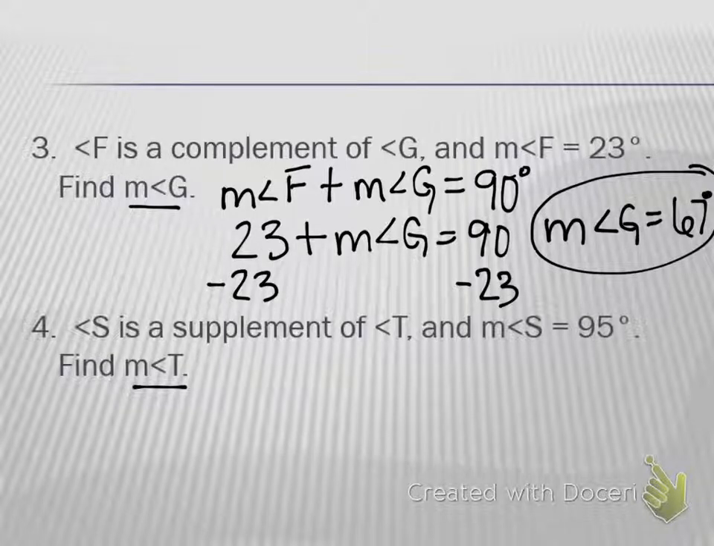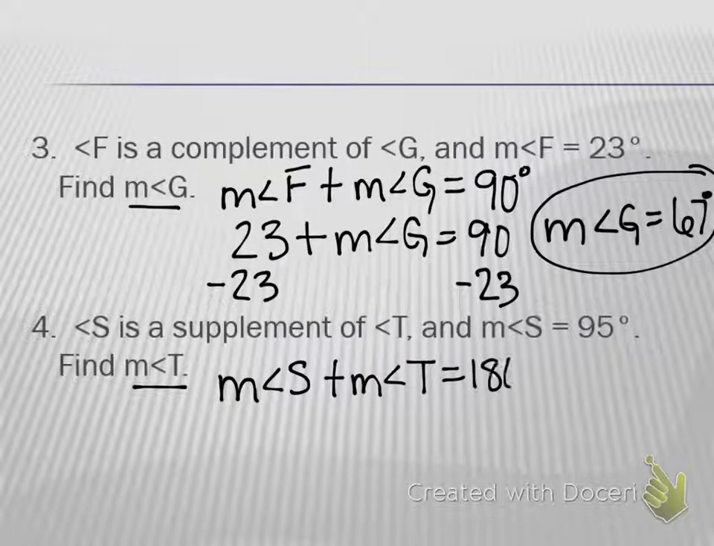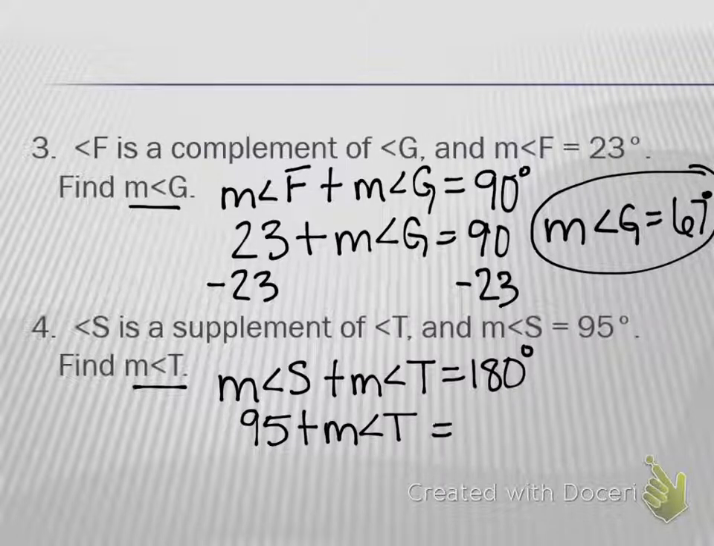All right, on number 4, we are told that angles S and T are supplements, meaning that they add up to 180. So again, the measure of angle S plus the measure of angle T equals 180 degrees. We are told that the measure of angle S is 95 degrees, so I can plug that in or substitute it in. 95 plus the measure of angle T is equal to 180 degrees.